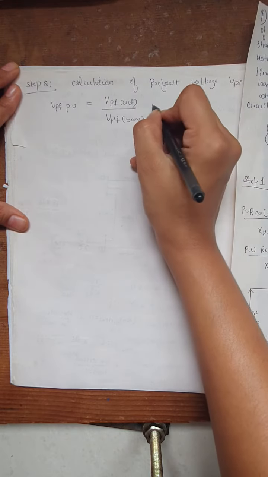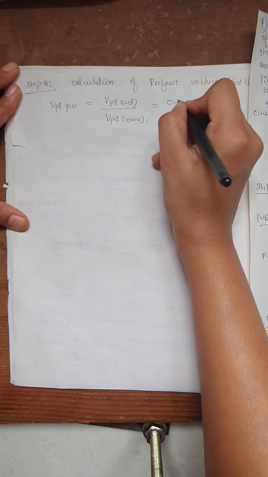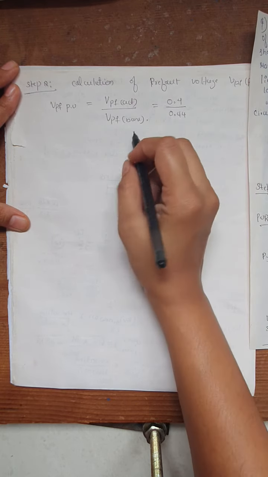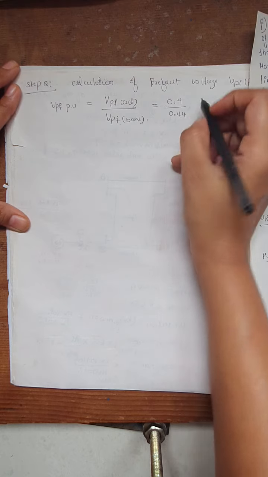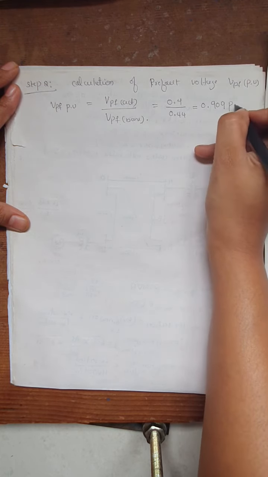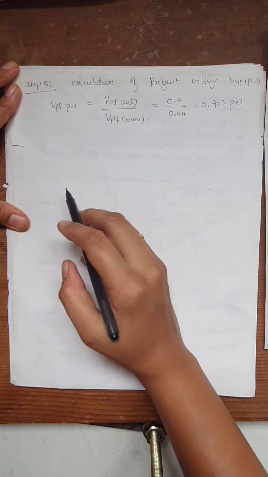In the same way, I'll consider here 0.4 kilovolt divided by 0.44 kilovolt, that is the base voltage of the motor. So after dividing, we'll get the answer as 0.909 per unit. So this is the VPF calculation.